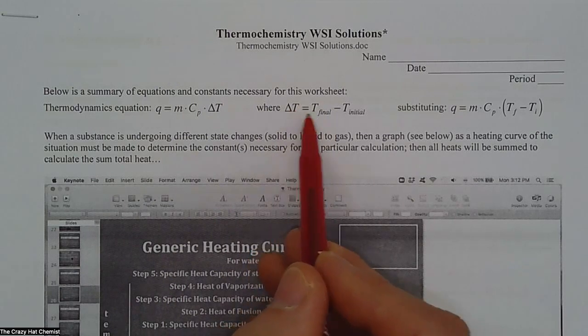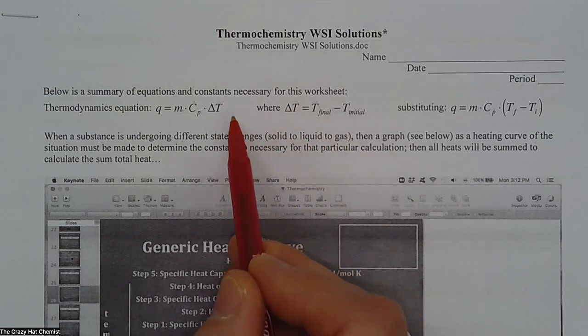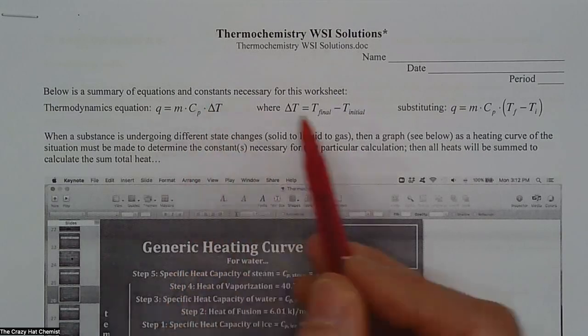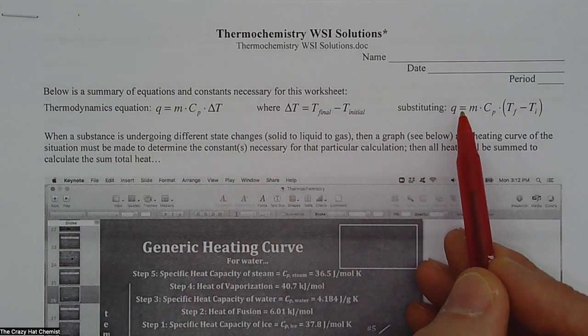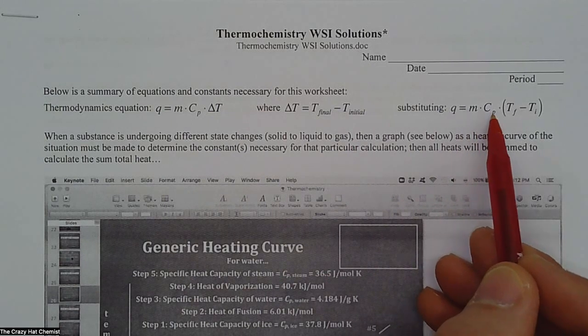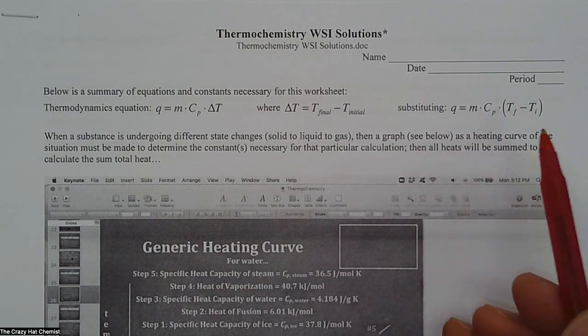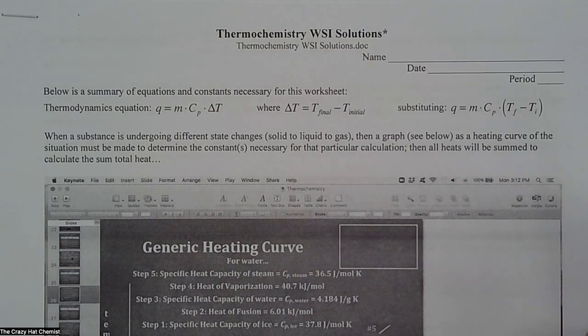Okay, so if we substitute the final minus the initial temperature into delta T, we get this equation here: Q equals m Cp (Tf minus Ti). This is really, really important. I highly recommend that you go to my YouTube channel and watch my video on this entire unit before you carry on with these worksheet problems.